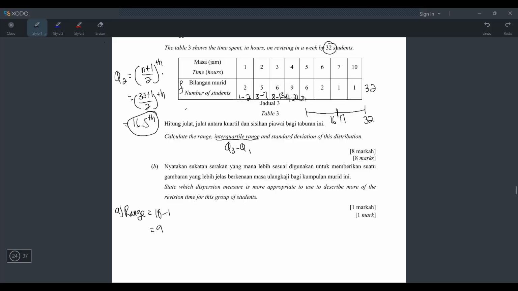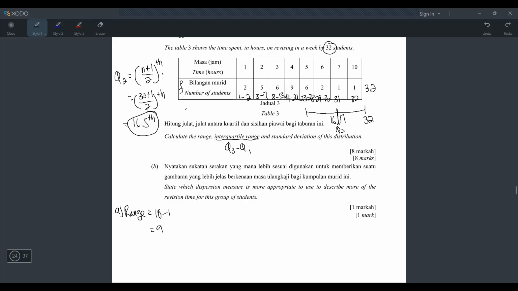Then starting from the 23rd number, until what? Take 22 plus 6, which is 28. Then here will be 29, and taking the previous number, 28 plus 2, is 30. What about this one? The 31st value is 7, and that's all, because the frequency is only 1. So the 31st value is 7, and the 32nd value is 10. There is no range because the frequency is 1. So now we know our median, our Q2, is in between 16 and 17, right?